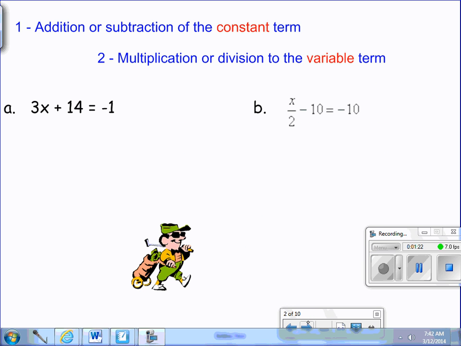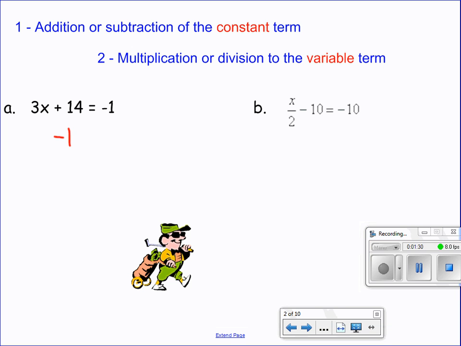So in our next example, A, we have 3x plus 14 equals negative 1. In this example, we're going to do the inverse operation, so we're going to subtract 14 from each side. We have 3x is equal to negative 15. Then you're going to divide each side by 3. X is equal to negative 5. I'm going to go back and check. Negative 5 times a positive 3 is negative 15.